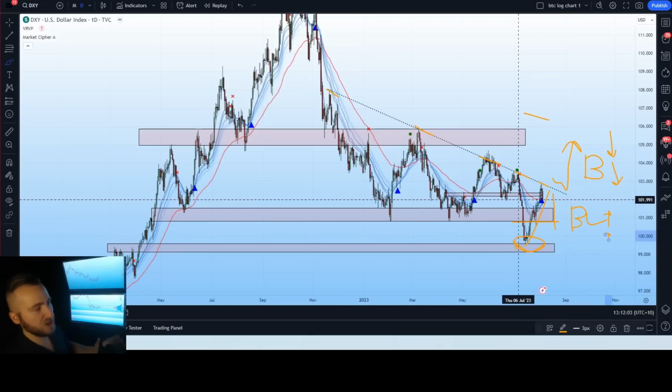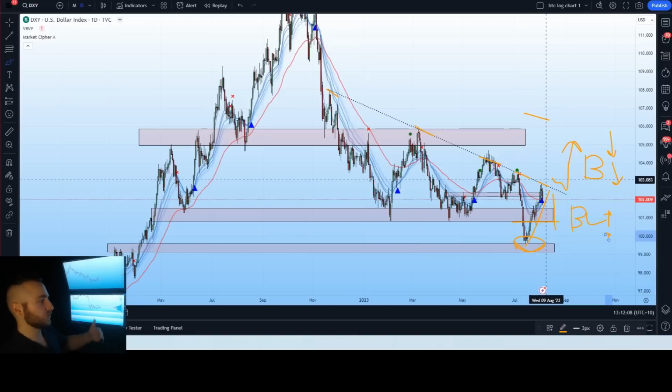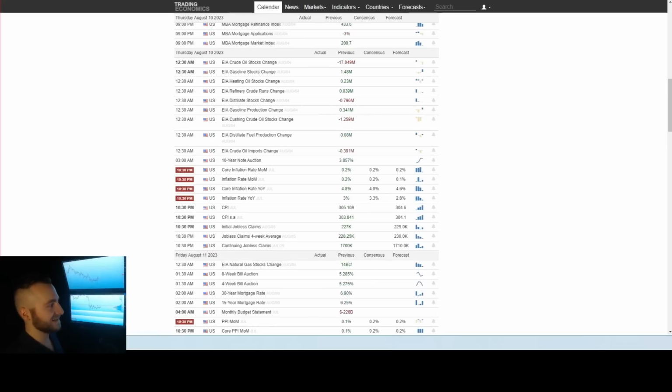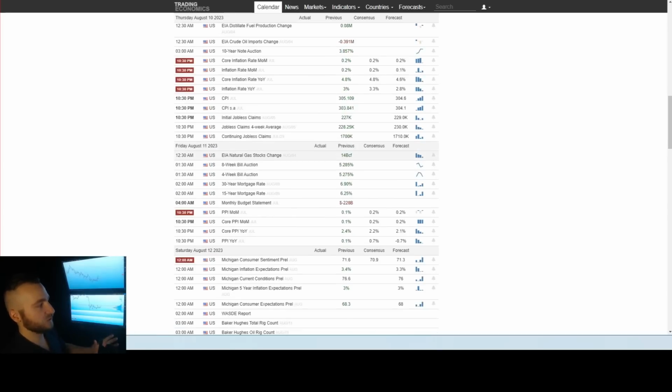The main determinant of whether or not DXY continues upwards or downwards is, of course, as we all know, the economic climate in regards to inflation, in regards to interest rates. We do have some very important data coming out very soon. On the 10th of August, we have our CPI data, our core and normal inflation rate data for month-on-month and year-on-year. And of course, on the 11th, we have our PPI data.